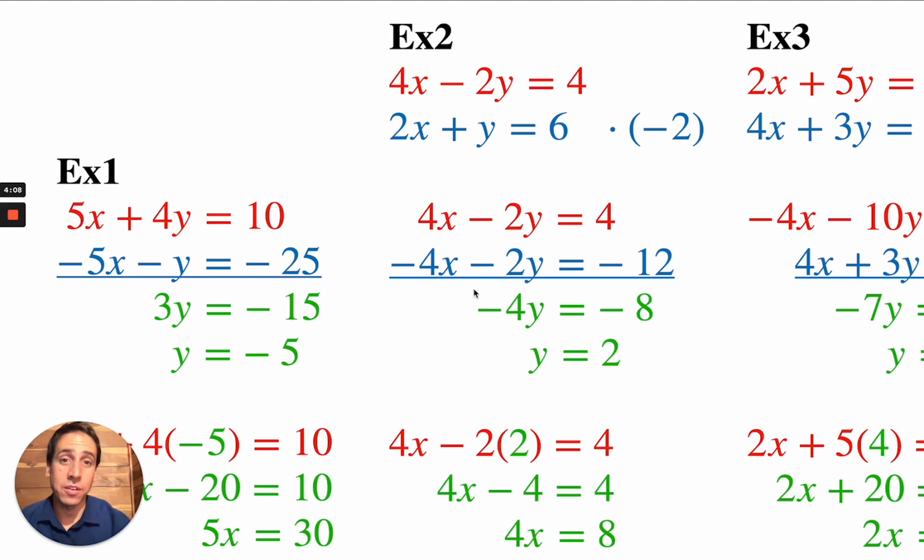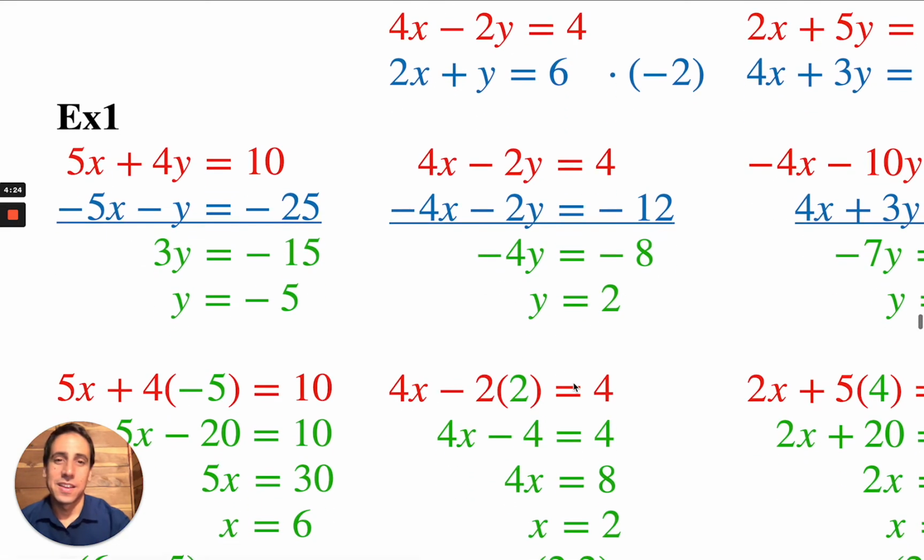Once you do that, then you can add them. 4x plus negative 4x is nothing. You don't have to write it. You don't have to write 0x. You just go boom, right there. Negative 2y plus negative 2y is negative 4y. And 4 plus negative 12 is negative 8. Solve it. You get y equals 2.